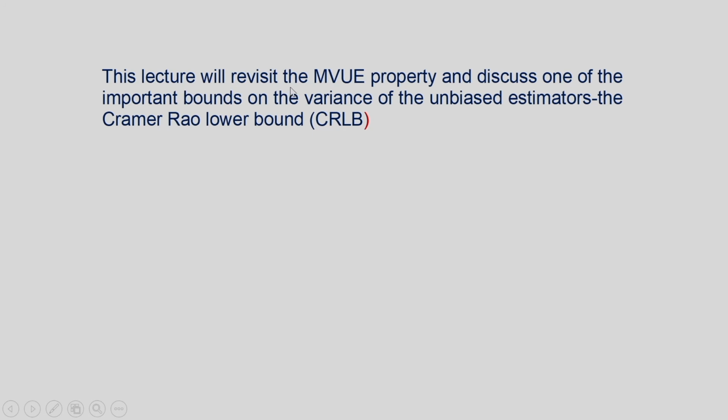This lecture will revisit the MVUE property and discuss one of the important bounds on the variance of unbiased estimators, the Cramer-Rao lower bound. It is abbreviated as CRLB.